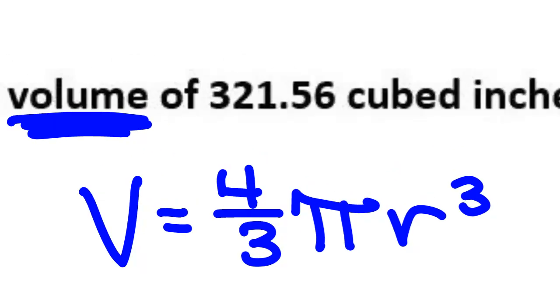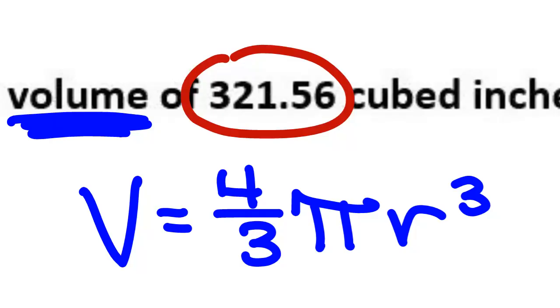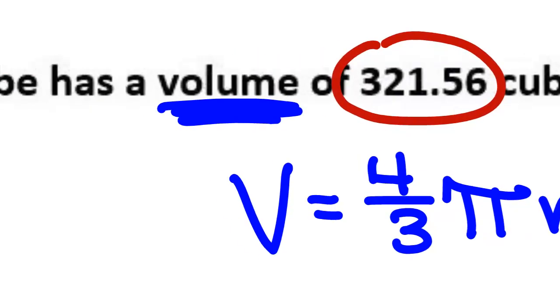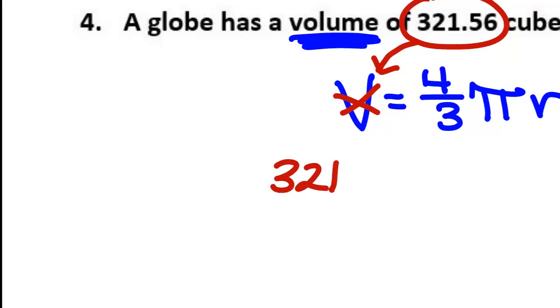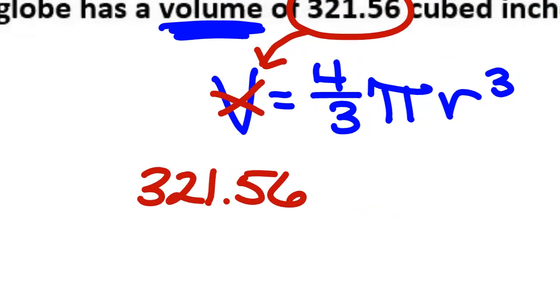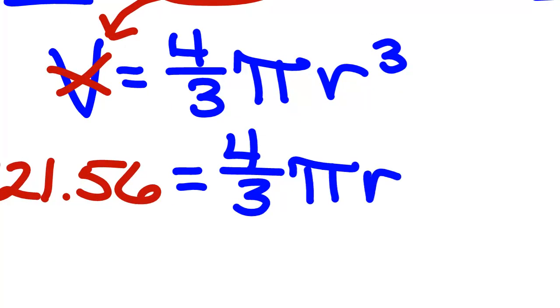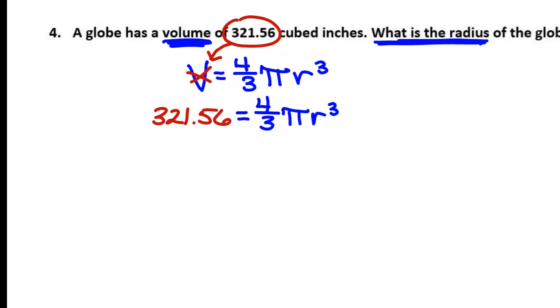All right, they only gave us one number to work with, 321.56. Where should that go in my formula? It goes in for V. So I have 321.56 equals 4/3 pi r cubed. It's r that I'm trying to get by itself because I'm trying to find the radius. I see on the right-hand side my radius is multiplied by a fraction. I'd like to get rid of that fraction.